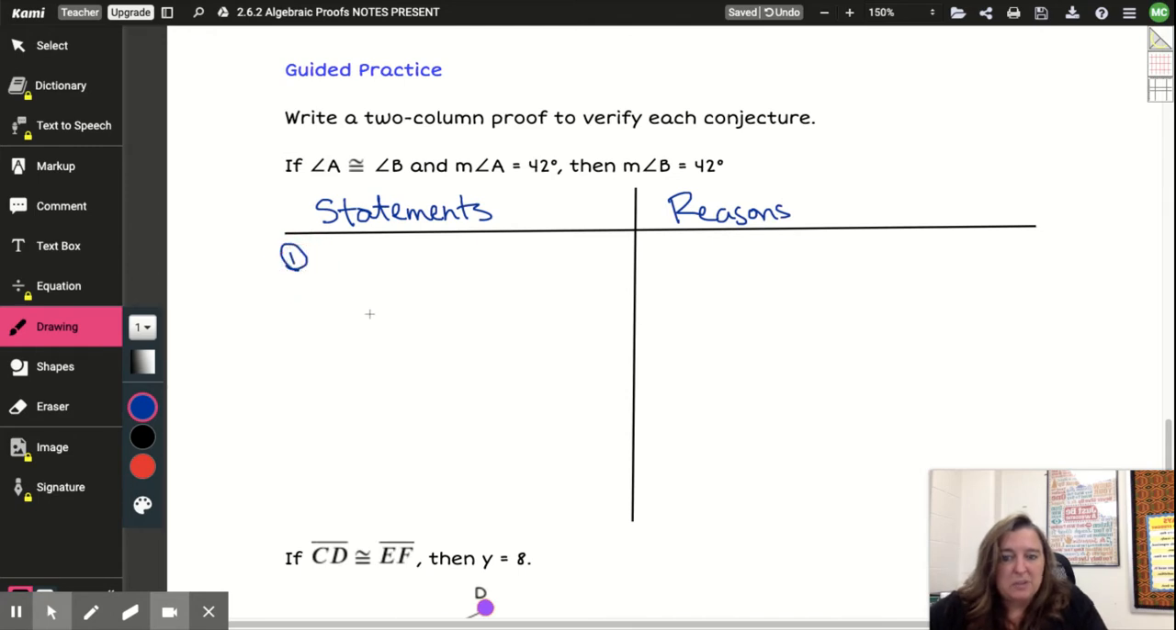Okay, now to start off your proof, the first thing you're always going to put in there is your given information. So when you've got a conditional statement like this, your given information is everything that they give you up to the comma, along with anything that you can get from looking at a picture directly without having to infer anything. So I'm going to write down angle A is congruent to angle B, and the measure of angle A is 42 degrees. And the reason I'm writing that is because it is given.